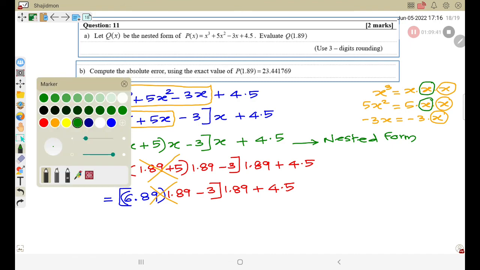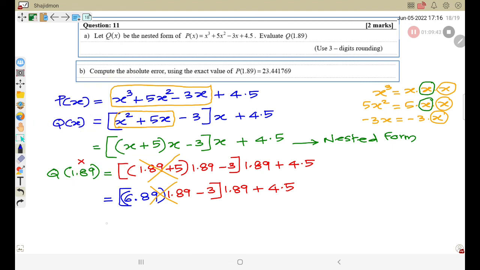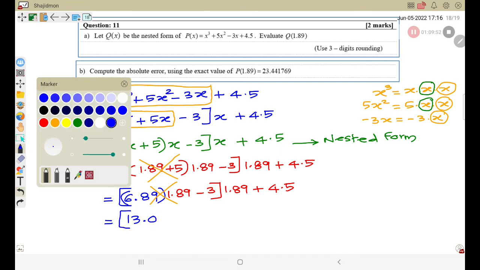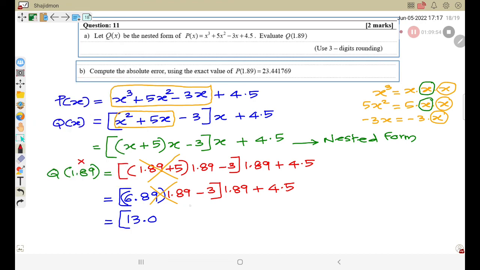Now again do the next 2 numbers, 1.89 multiply 6.89, so you will get equal to 13.0. With 3 digits rounding, always be careful. 13.0. All other terms same: minus 3 multiply 1.89 plus 4.5. Correct? Now again these two, 13 minus 3, you can check it. It is 10. All other terms same.